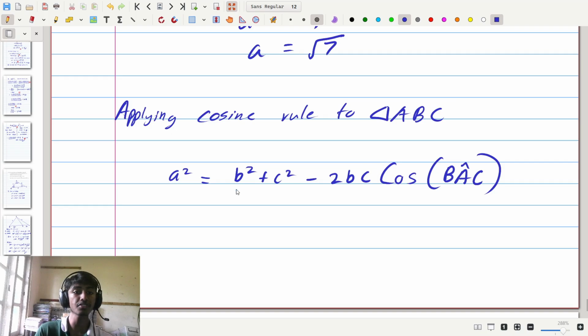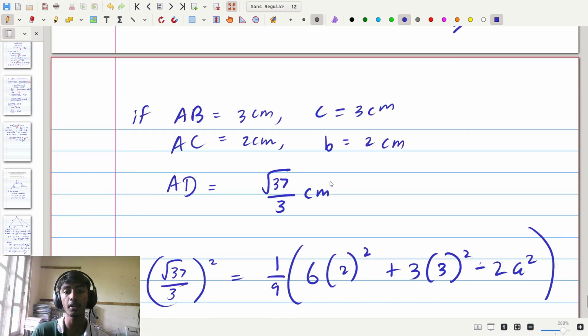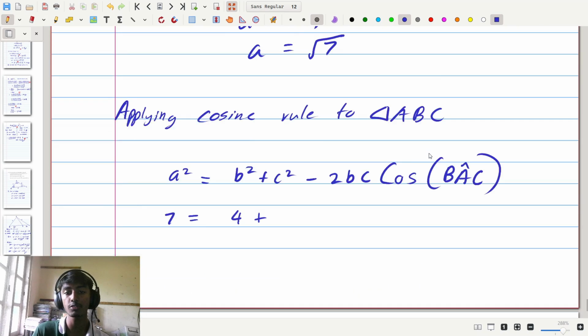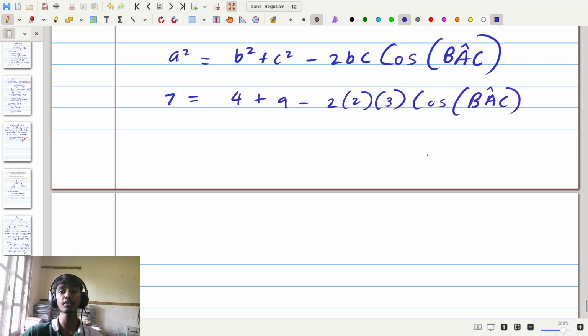Now, if we substitute, we can see A squared is equal to 7. On the other side, B squared, if B is equal to 2, B squared is equal to 4. So we have 4 plus C squared, which is 3 squared, which is equal to 9. So plus 9 minus 2 times 2 times 3 times the cosine of the angle BAC. Now simplifying, we get 7 minus 4 minus 9, which is equal to minus 6, which is equal to minus 2 times 6, or minus 12 times the cosine of the angle BAC.